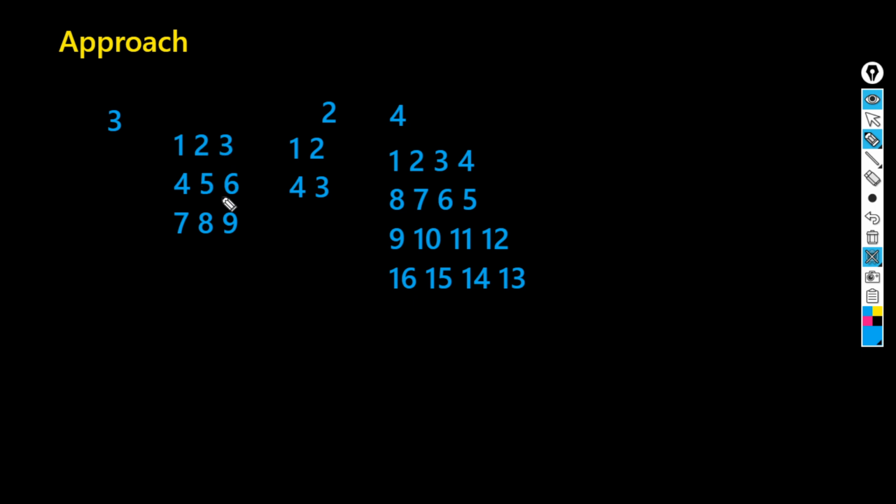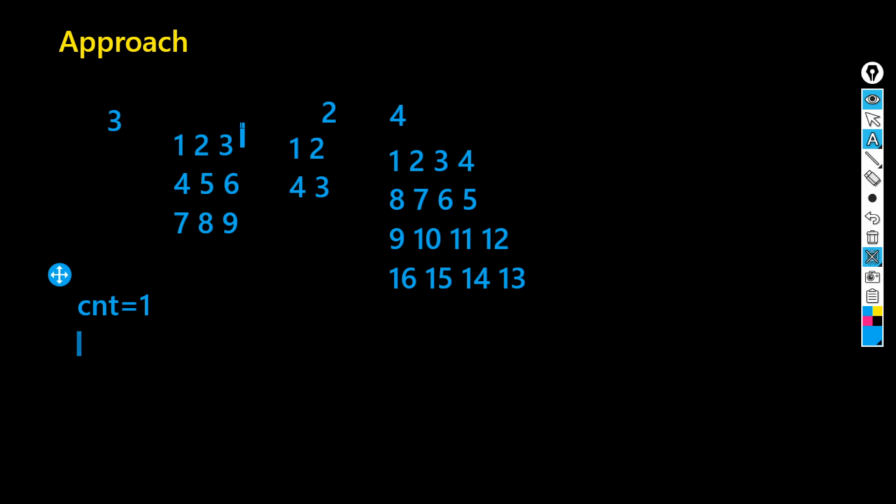Whereas when the row is odd, then we have to just print the numbers in the usual sequence 1, 2, 3, 4, 5, 6, 7, 8, 9. This is a simple sequence for 3, or for all odd numbers.